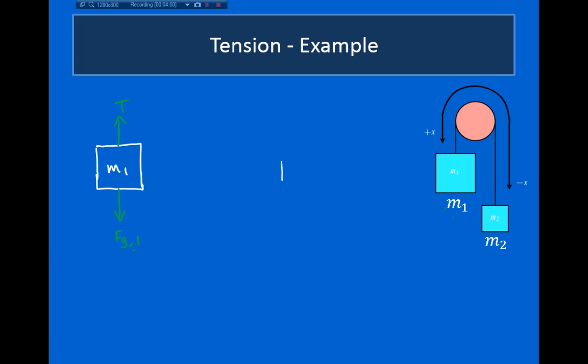And then the second block, we have this m2 here. And similarly, there's the force due to gravity that points down.